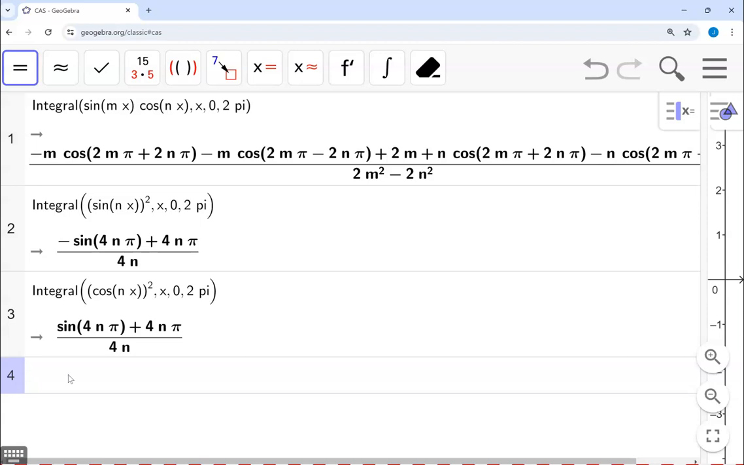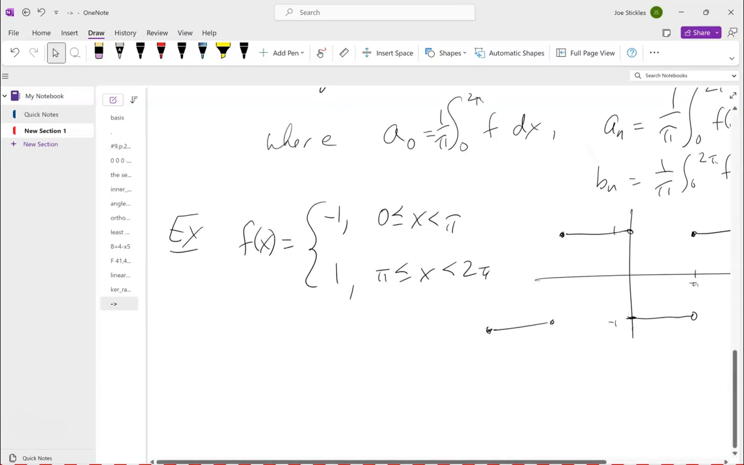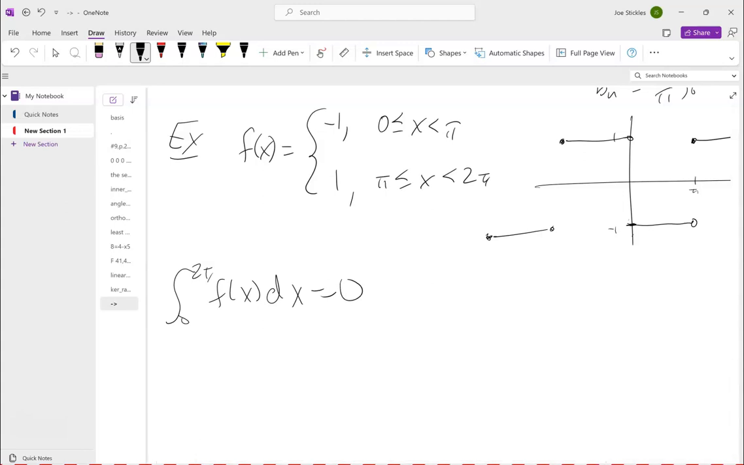Well, hopefully, let me go back over real quick to the function. Hopefully integrating the function over the interval is easy in this case. From 0 to pi, it's down at -1. From pi to 2 pi, it's up at +1. What's the integral of the function from 0 to 2 pi? 0, right? They're going to cancel each other out, correct? So our integral from 0 to 2 pi of f of x dx is going to be 0 in this case, right? Okay.